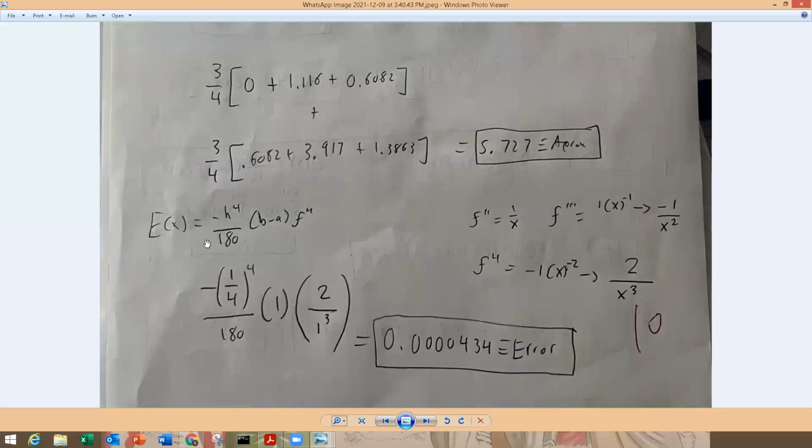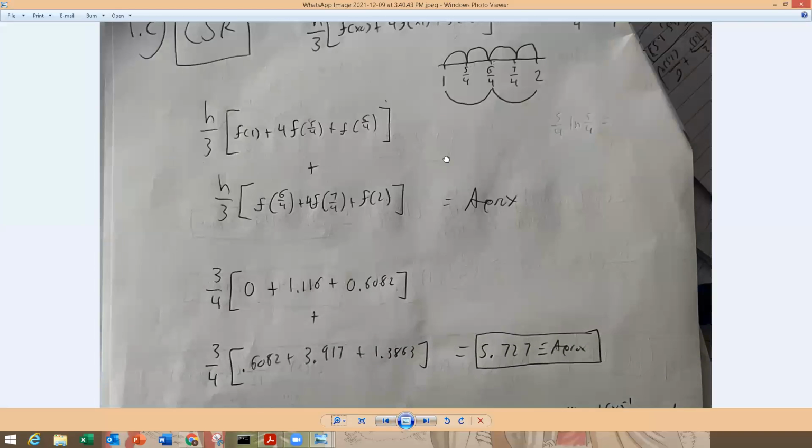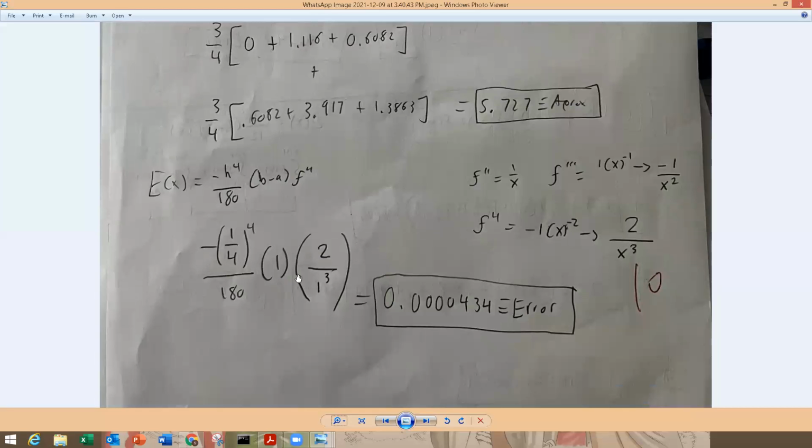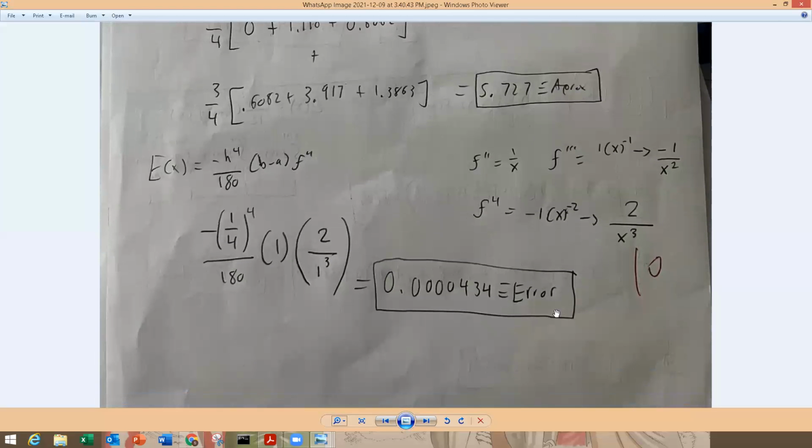Yeah. My error though is negative h to the fourth over 180, b minus a, f to the fourth, as you can see here. I don't have f to the fourth, but it's 2 over x cubed. And that gives me a very small error. Again, if your error is really small for Simpson, that's normal. I have my f triple prime right here, and then f quadruple prime right here, so you can see it. Yeah. And I got 10 points because my process was correct, of course.